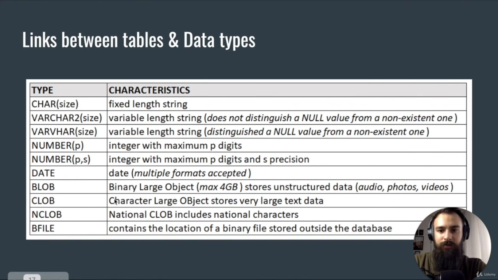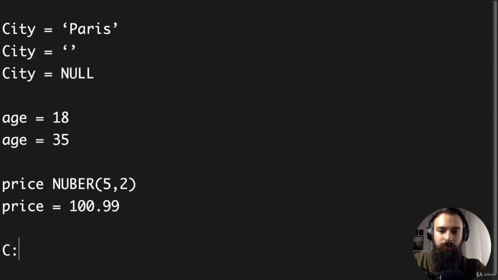The BLOB type is a binary large object. It has maximum 4 GB, and it stores unstructured data, such as audio files, photos, or videos. The CLOB type is a character large object, and it stores very large text data, such as text files. The NCLOB is similar to the CLOB type, but it also contains national characters. And the BFILE is a type that contains the location of a binary file stored outside the database. So, for example, it can store the location of a file from a Windows system, such as C:/desktop/text.txt.